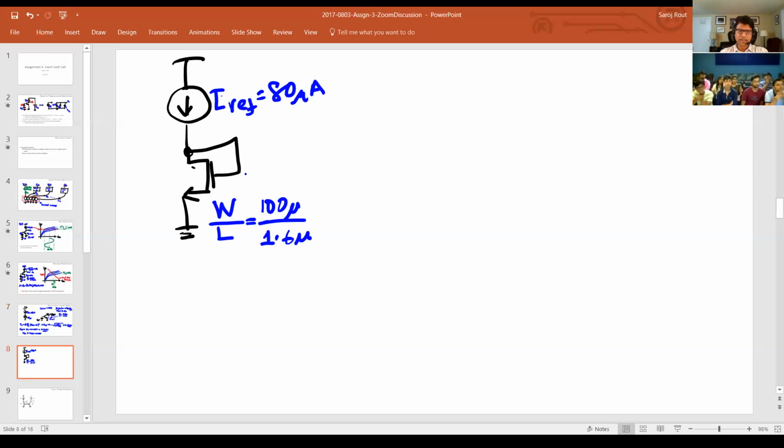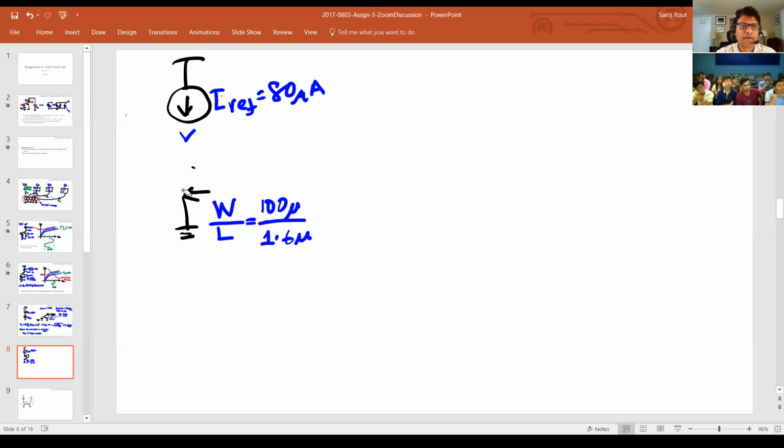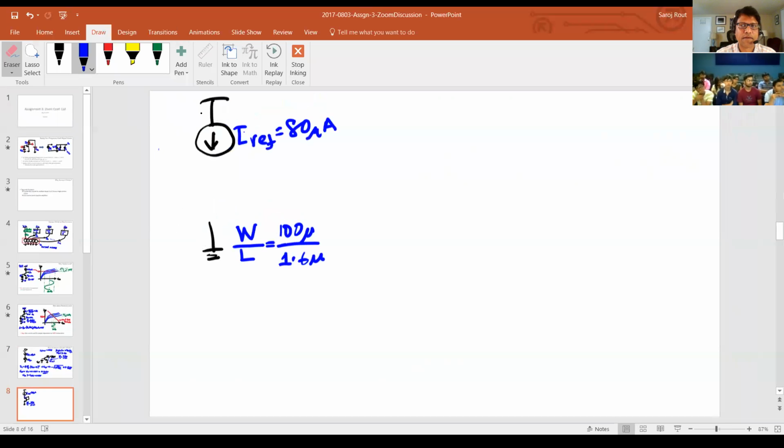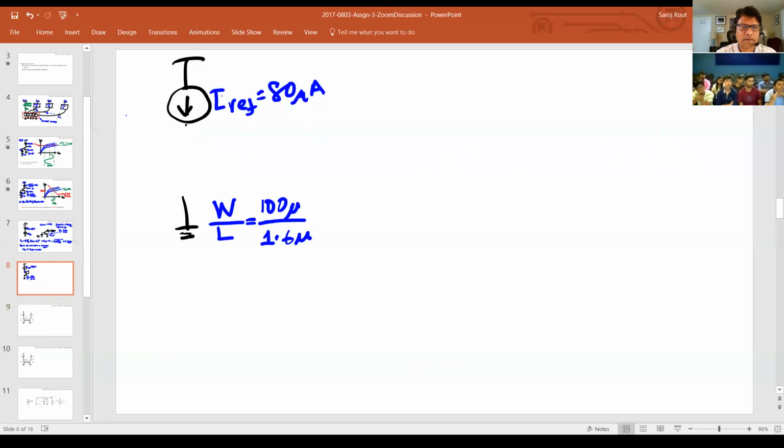Now, why does this generate the same VGS? Because we have to satisfy KCL here, right? So this current should be equal to whatever current is flowing out here into the RDS. So let me just redraw this again, sorry. I'll try to exaggerate this.